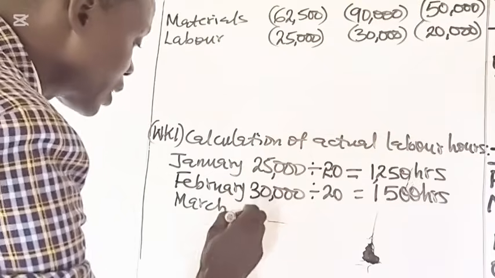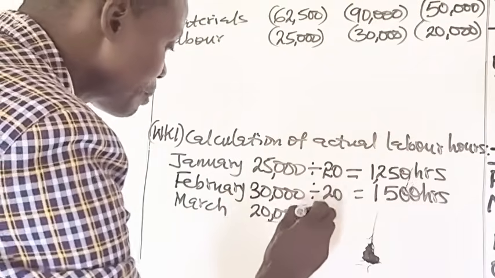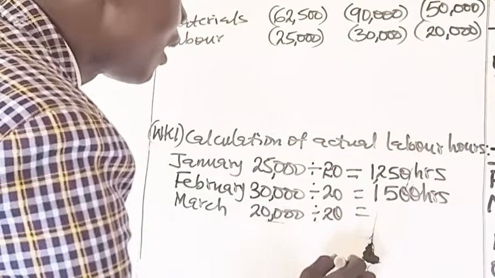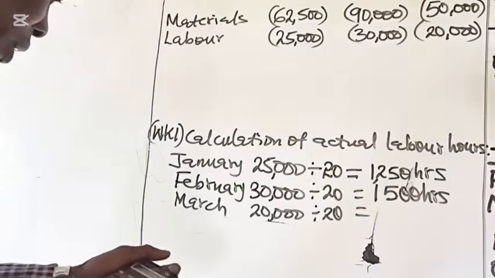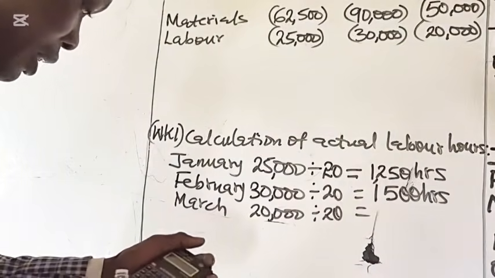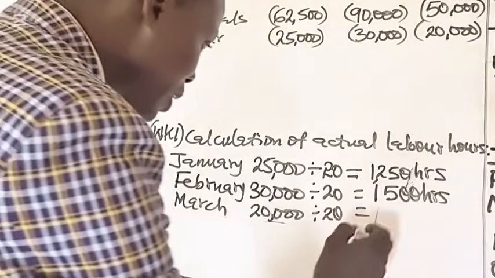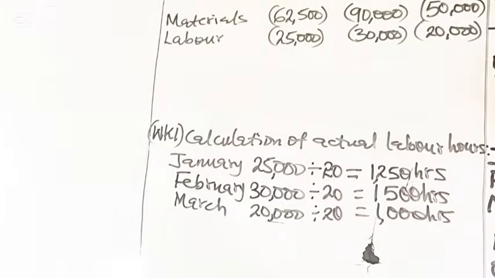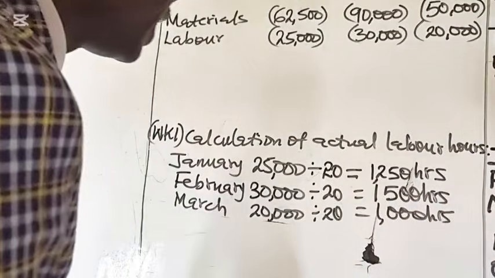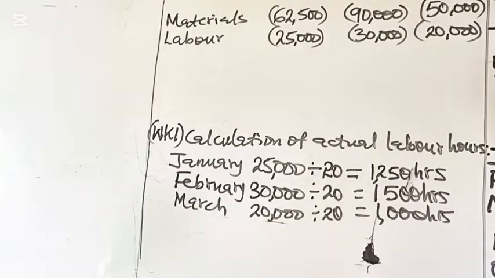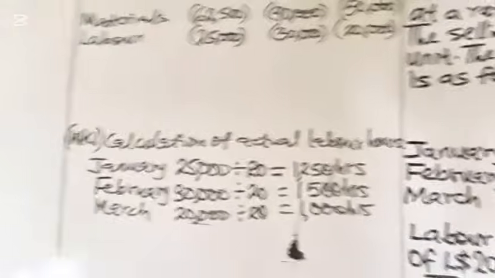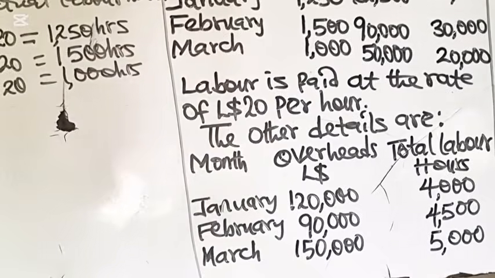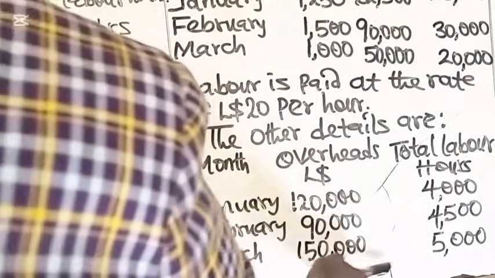And in the month of March, you have 20,000 divided by the rate per hour. That gives us 20,000 divided by 20, that gives us 1,000 hours. Now, you've gotten the actual hours worked in each of the months. Another important working is the overhead absorption rate. And overhead absorption rate, I've told you, is budgeted overheads divided by budgeted level of activities.